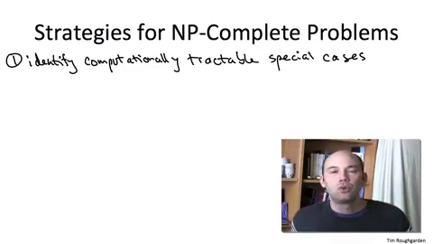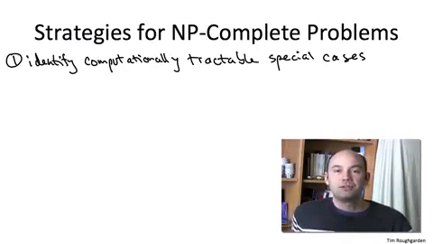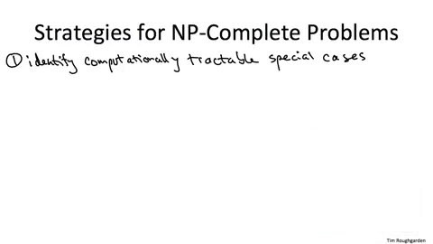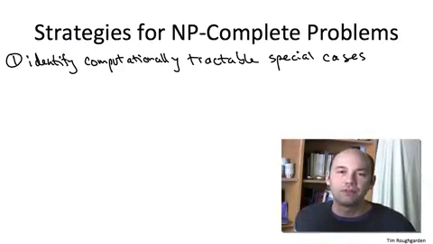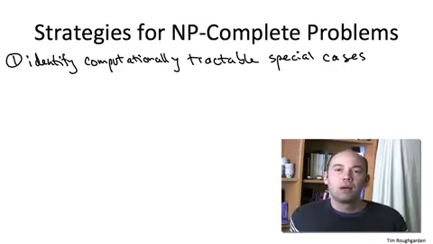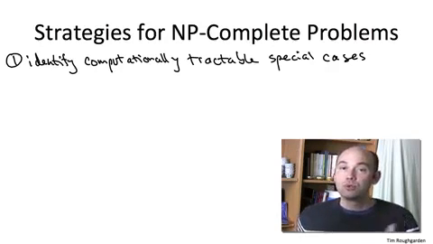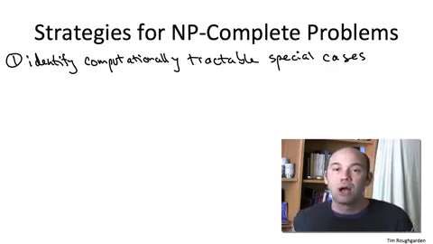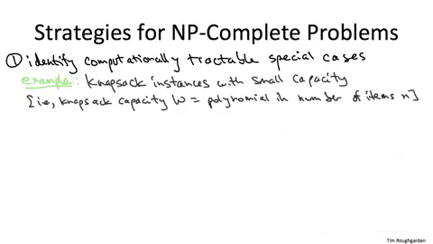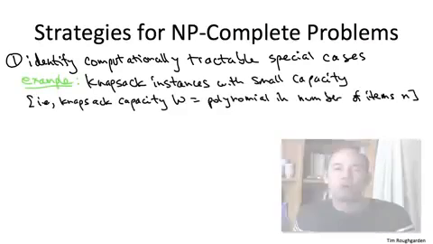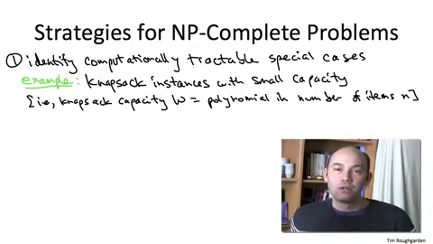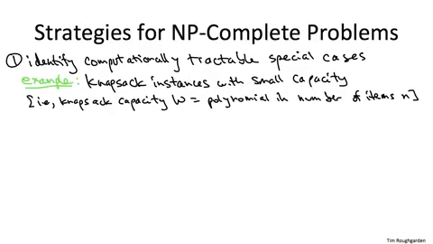The first strategy is to identify computationally tractable special cases of the NP-complete problem that you're grappling with. If you're lucky, the instances relevant for your application will fall squarely into one of these computationally tractable special cases. Even otherwise, it's useful to have these kinds of subroutines lying around. Perhaps with a little bit of extra work, you can reduce your problem instances to one of these computationally tractable special cases. A dynamic programming solution for the knapsack problem identifies one such special case, namely knapsack instances where the knapsack capacity is small. For example, if it's comparable to the number of items.